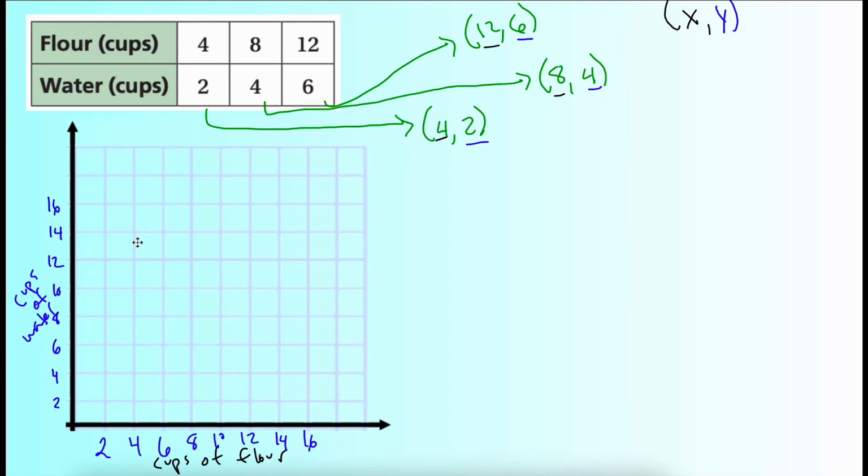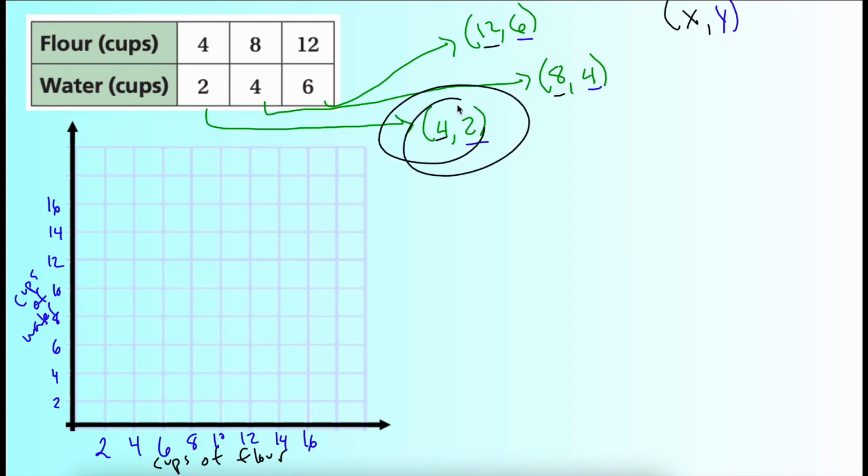All right. So number 1, I've labeled my axes, cups of flour, cups of water. Number 2, I have scaled each axis, counting by 2s on each. You could have counted by 2s on this one and 4s on this one, or 1s on both. It doesn't really matter, just so that you're consistent in how you're counting. And now I'm going to plot each point.